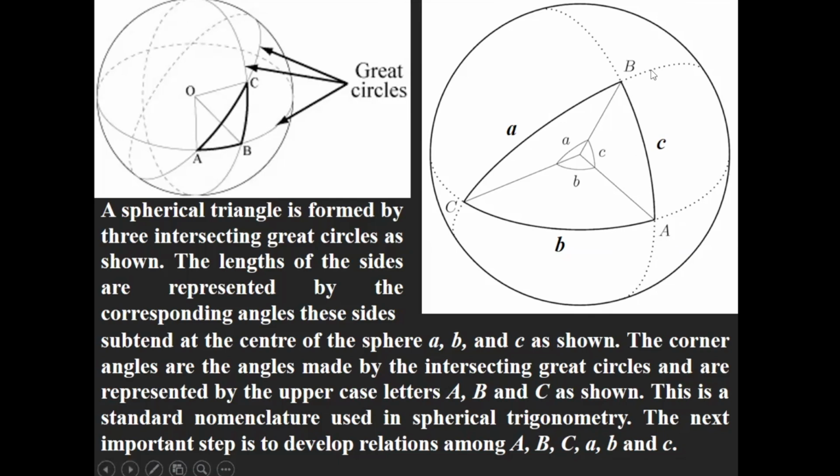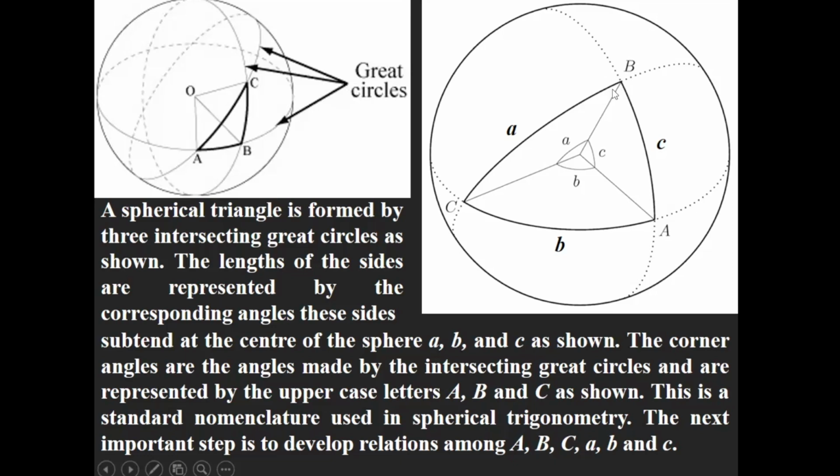Similarly, here you draw a tangent to this great circle, and a tangent to this great circle. The angle between the two tangents is angle B. Not only that, but it is also the angle between the two planes which are producing these great circles. So these are the other kinds of angles.